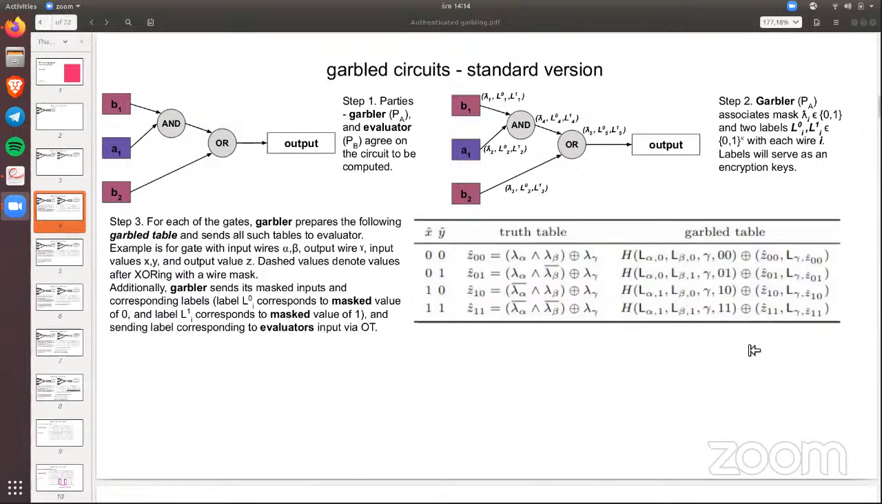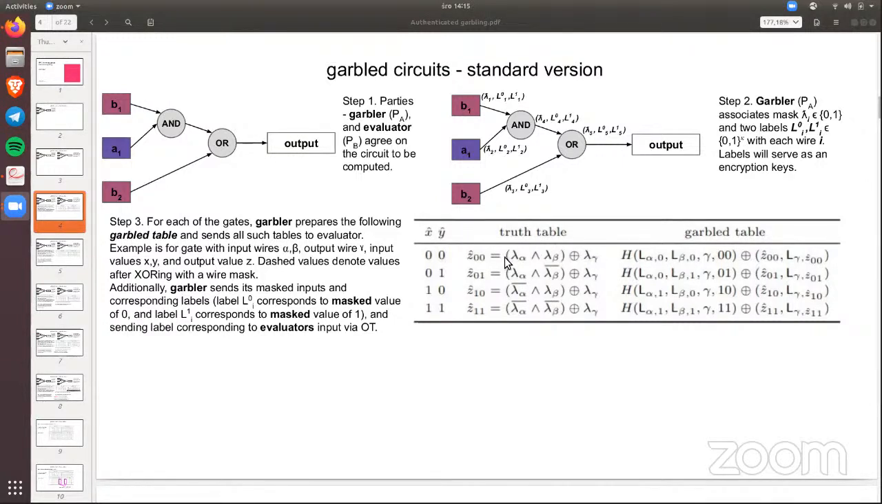I have a question. Mm-hmm. I'm just trying to understand how the graphic and the table match together. If I understand correctly, the x hat and y hat, is that the lambda I in the graphic? No. The x hat and y hat is the actual value on this wire XORed with the lambda, with the mask. Okay. Actually, investigating what's going on in this truth table may be illuminating.